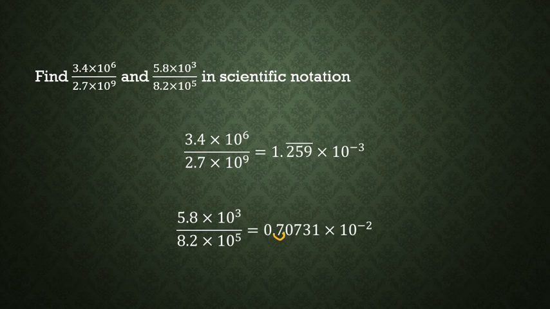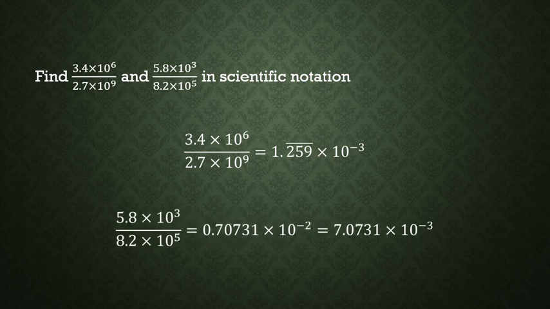Now I have a non-zero digit to the left of my decimal point. That becomes 7.0731. Since I moved my decimal point one digit to the right, I need to subtract 1 from my power. So my exponent will now be 10 to the minus 3rd. So our final answer is 7.0731 times 10 to the minus third.